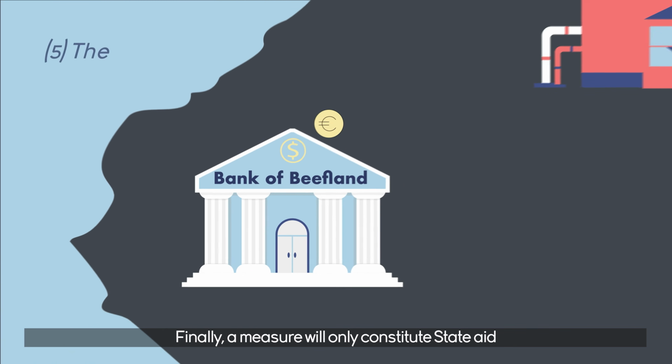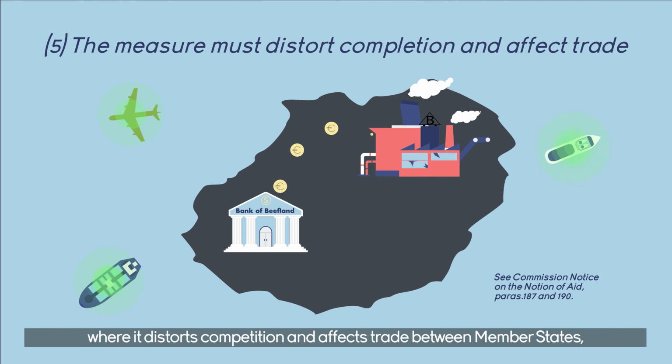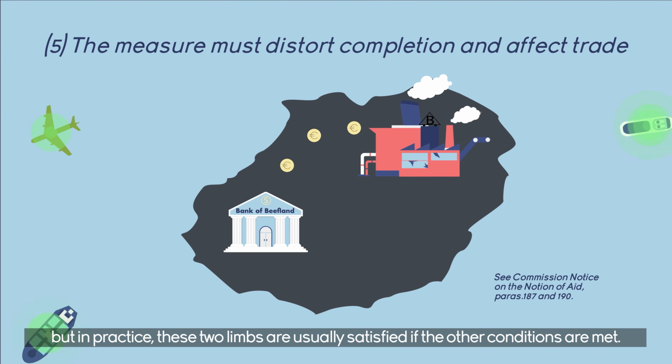Finally, a measure will only constitute state aid where it distorts competition and affects trade between member states. But in practice, these two limbs are usually satisfied if the other conditions are met.